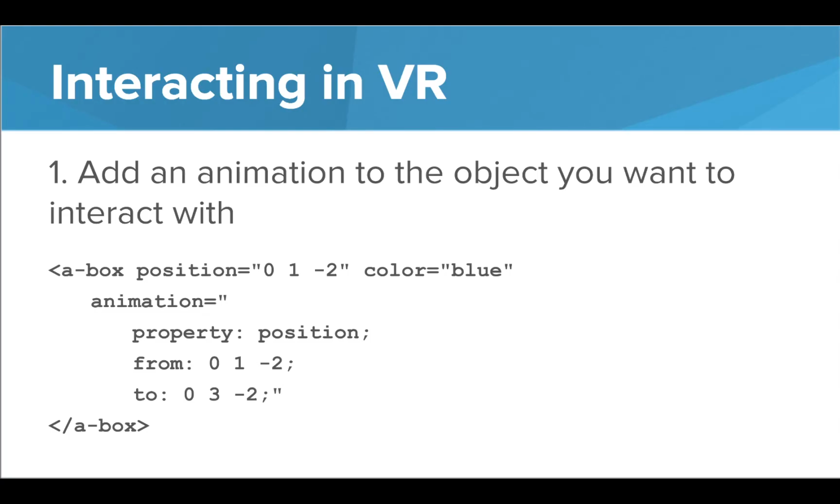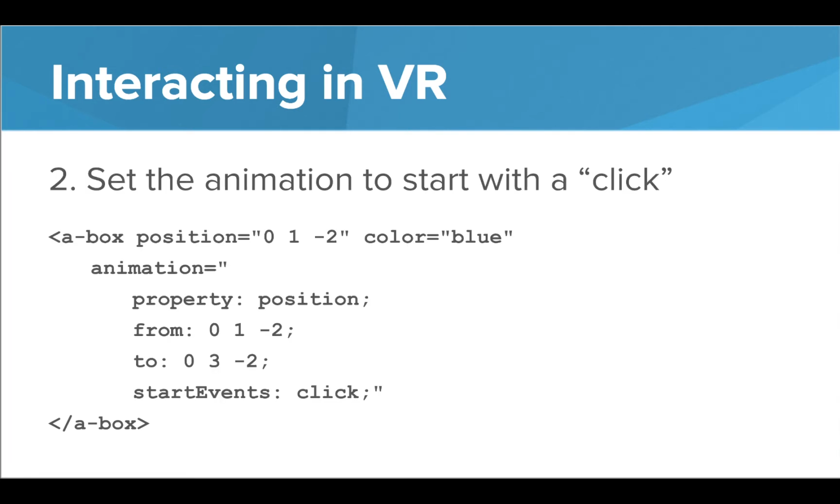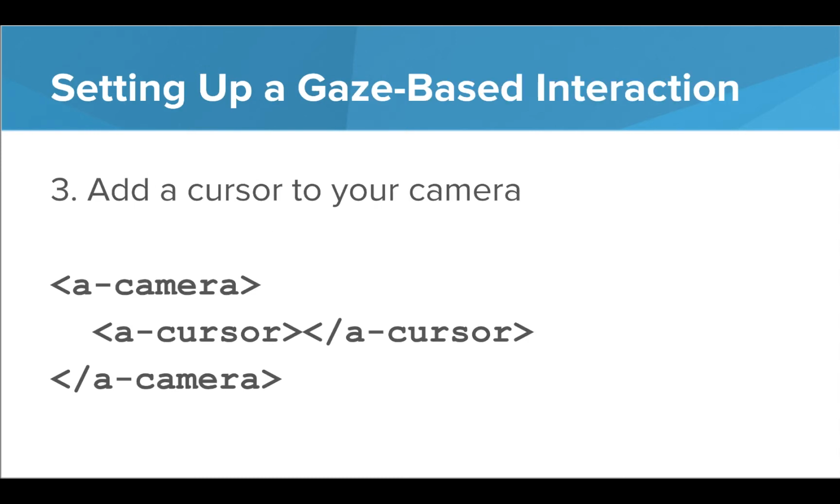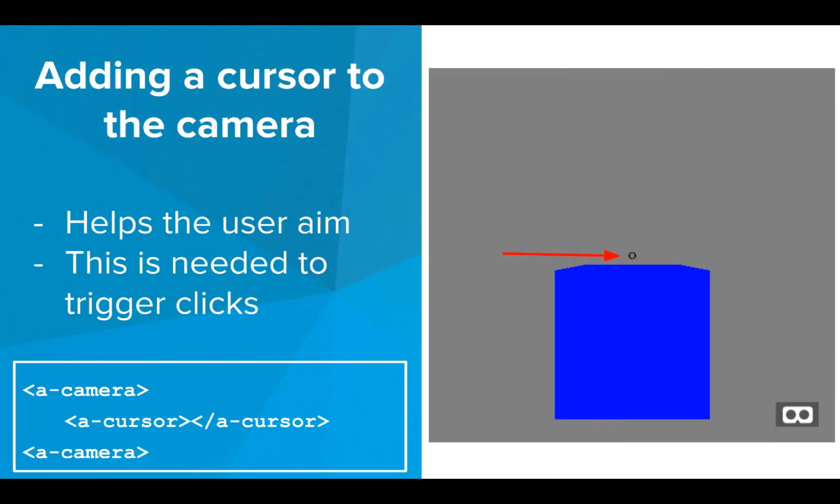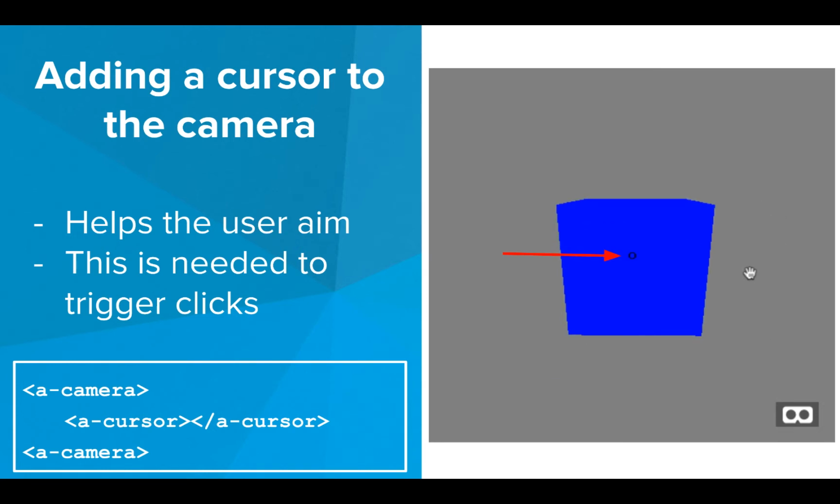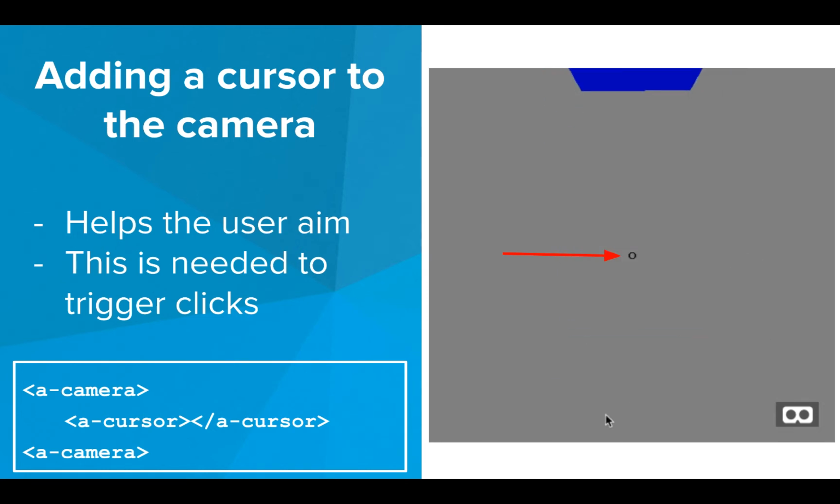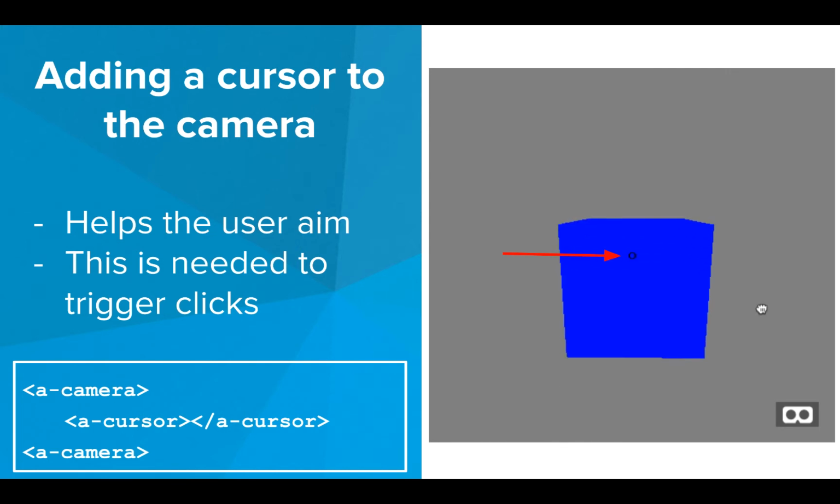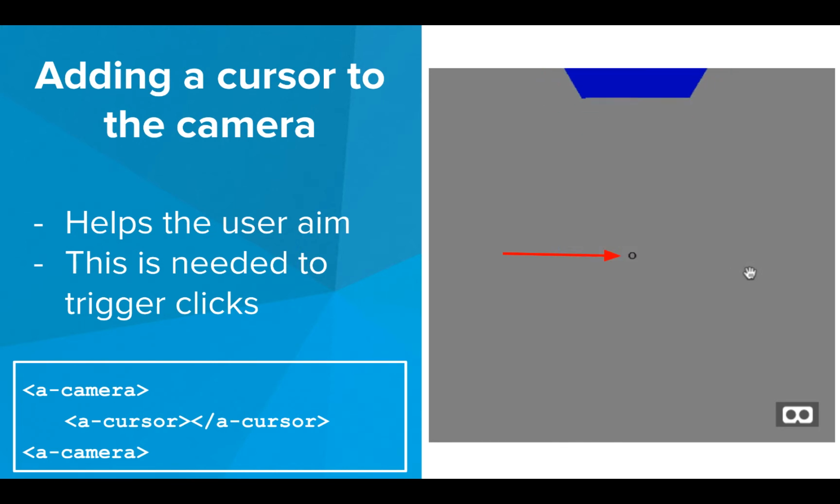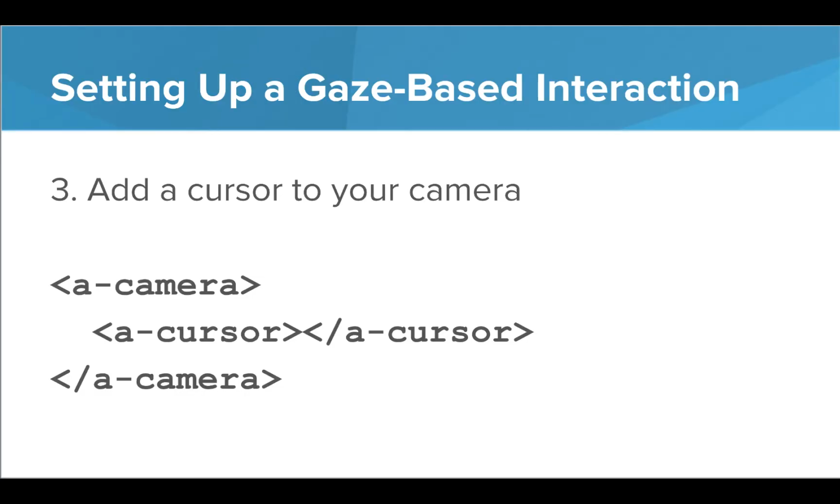Well, we start by adding our animation to the object we want to interact with. In this case, we're animating the position up and down. Next, we set the animation to start with a click. We then add our cursor to our camera. And as a reminder, the cursor is the circle that we see in the scene that tells us where we're looking. Not only does it help the user aim, but it's also needed to trigger the click. So that's our third step, adding the cursor to our camera.